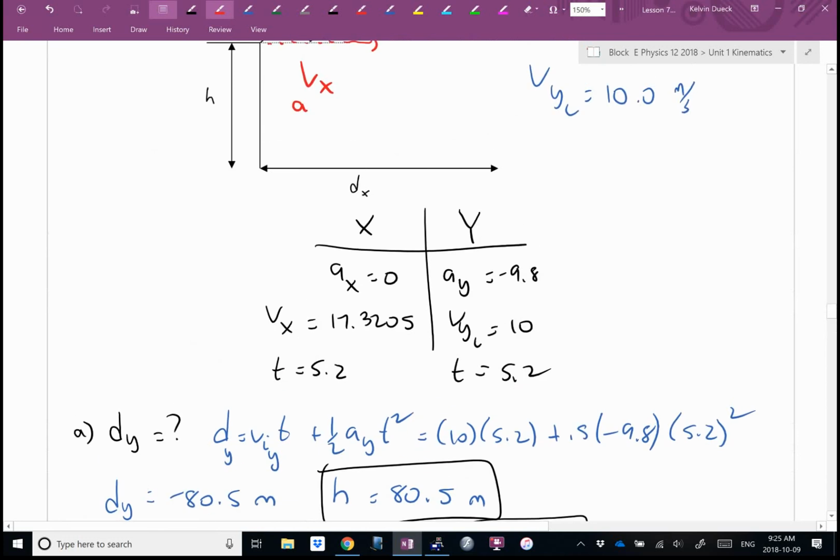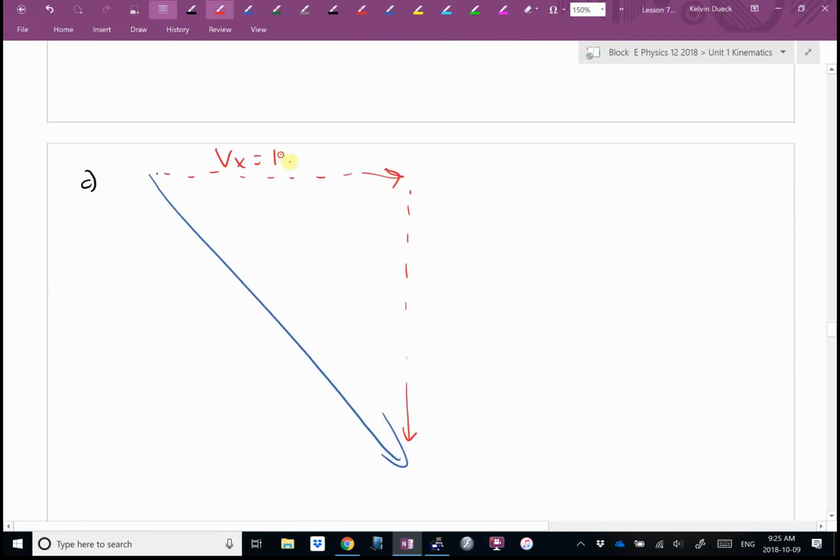C. I'm going to start out by drawing. I know what the impact velocity looks like. Could be steeper, could be shallower. I don't care, but I do know it's going down at an angle. Did I say angle? And here, this is going to be Vx, and that one I know. It's going to be 17.3205. This is going to be Vy final.